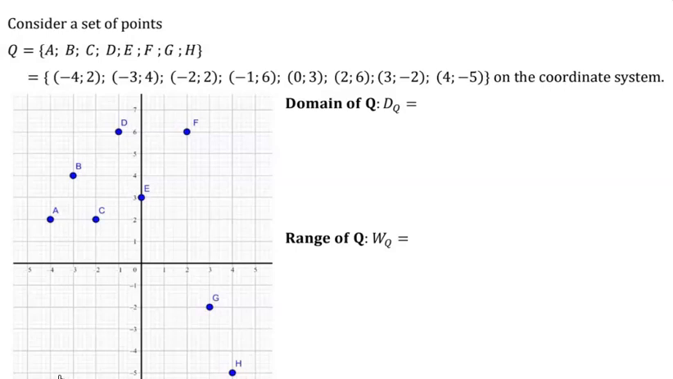with the x's in ascending order. So A, we have -4, 2, B is -3, 4, C is -2, 2, etc. Until you have H, which is 4, -5. So what is the domain then of this set Q? We call Q the set of A, B, C up to G, up to H.